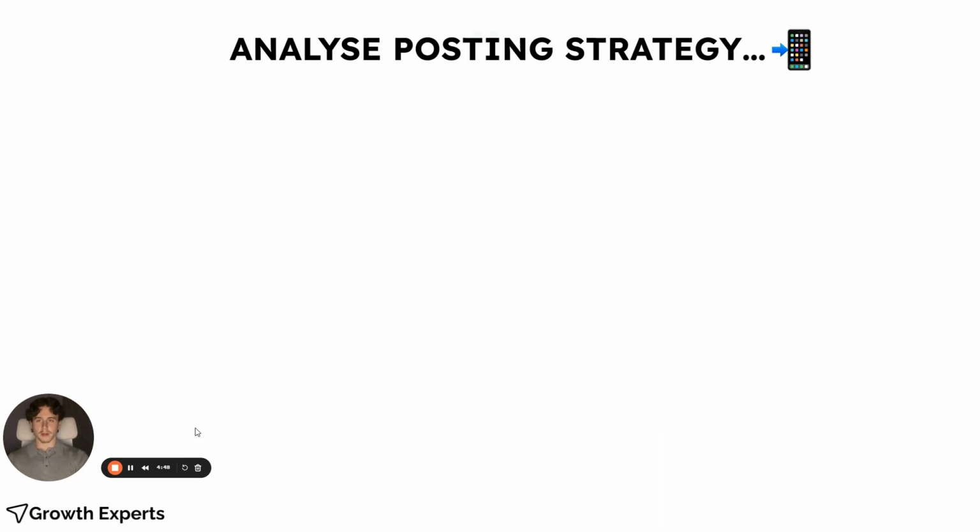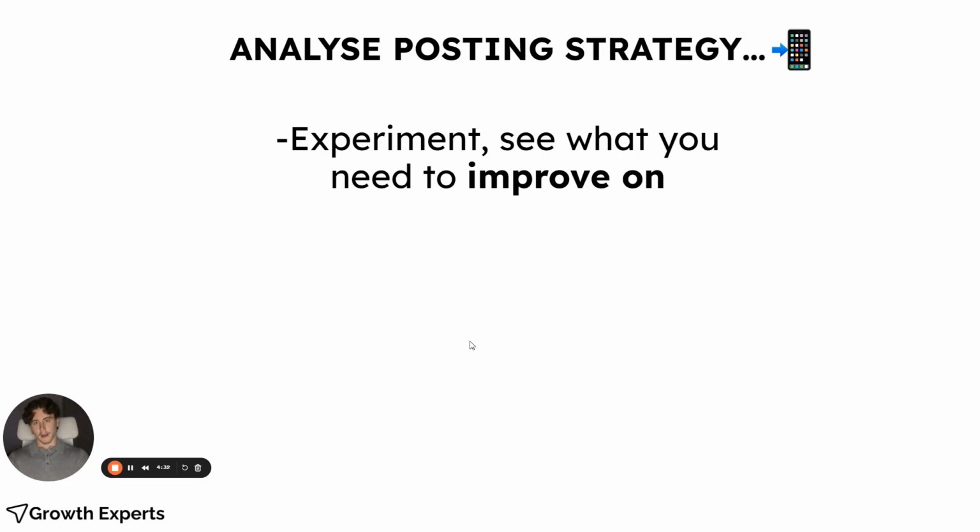So once you've taken note of what I told you to do, so start focusing on one platform, give out valuable content, and now you're doing like the example I just showed you. Start doing some low edit, posting content, let's say on Instagram in this case. After that, you want to analyze your posting strategy. So what's working, what's not. Experiment and see what you need to improve on. It's not the first video is going to go viral.